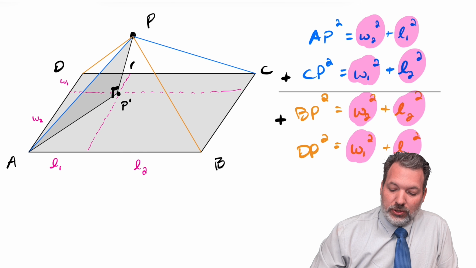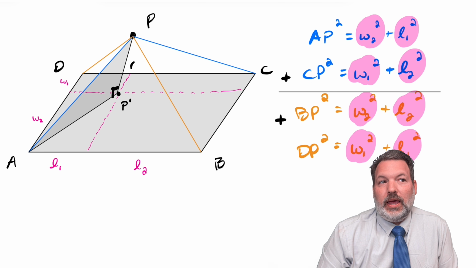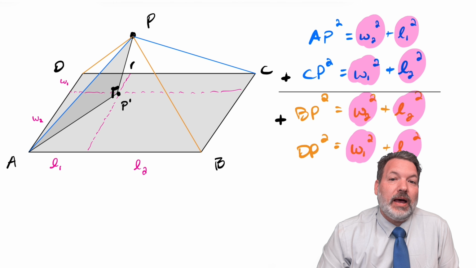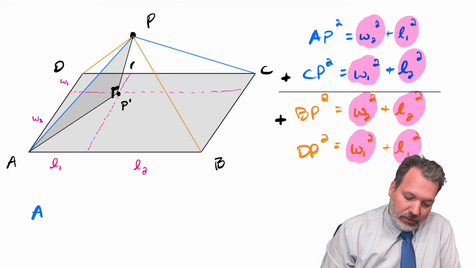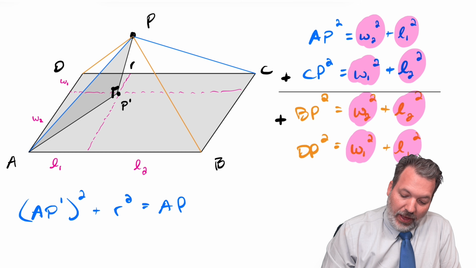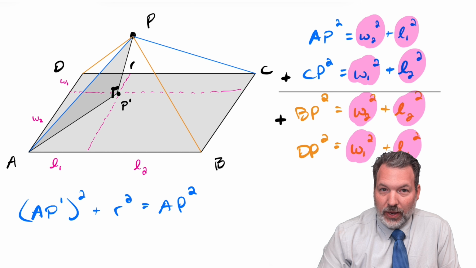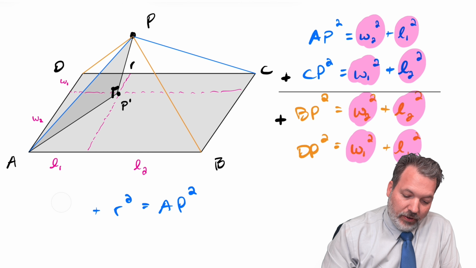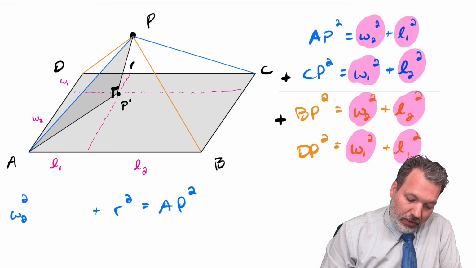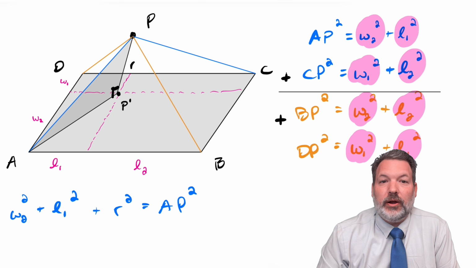When you go into a third dimension, though, it's the case that this AP prime and R are the legs of the right triangle APP prime, where AP is the hypotenuse of that right triangle that exists now coming up from the plane of the rectangle. And so we could say AP prime squared plus R squared is equal to AP squared. But remember, AP prime squared was the same thing in that 2-dimensional rectangle as W2 squared plus L1 squared. So in fact, what we could say here is actually that W2 squared plus L1 squared plus R squared is equal to this AP squared in 3 dimensions.